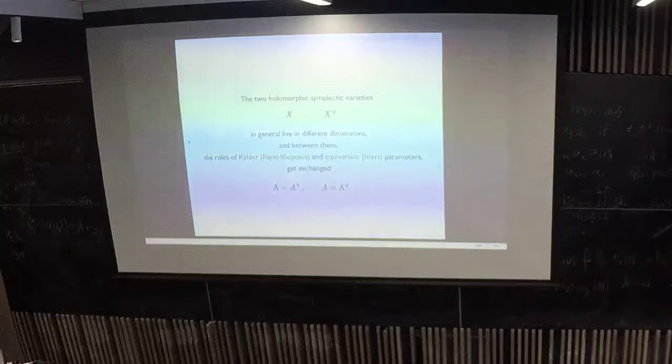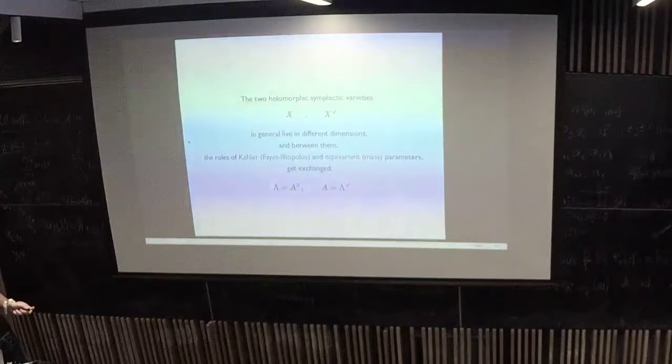They turn out to live in different dimensions, and between them, roles of Kähler and equivariant parameters get exchanged. So if A was the space where positions of vertex operators lived, and lambda was the weight space, the space where the weight of the module lives, between X and X check, their roles get exchanged. So the Kähler moduli of X are the equivariant moduli of X check, and vice versa.